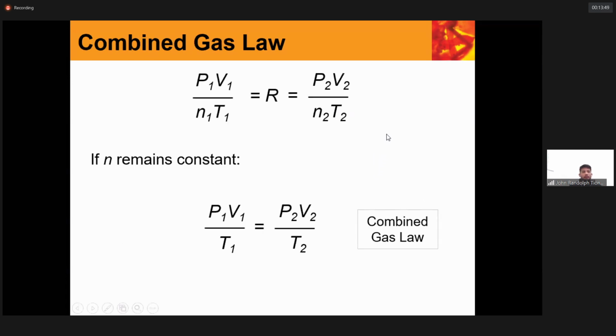So here, for the combined gas law, since the R there is constant, galing sa formula PV equals nRT, if you have two cases, then P1V1 over n1T1 is simply equal to P2V2 over n2T2. And if n is held constant, then we can cancel out n1 and n2 here. Then we are left with P1V1 over T1 equals P2V2 over T2. And this is now considered as the combined gas law.